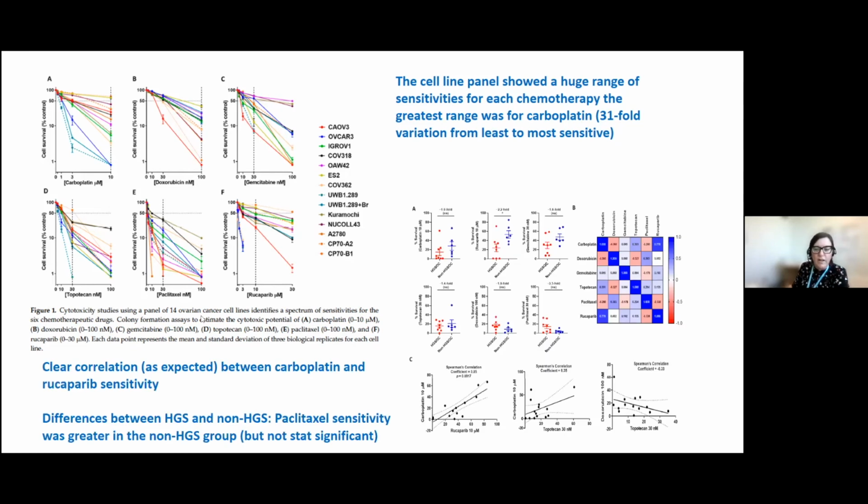There was a clear correlation between the sensitivity of carboplatin and rucaparib shown here, which is completely as expected and understandable. But interestingly, in the high-grade serous versus non-high-grade serous cell lines, we saw that paclitaxel sensitivity was much greater in the non-high-grade serous group. It wasn't statistically significant, but it was an observed finding.